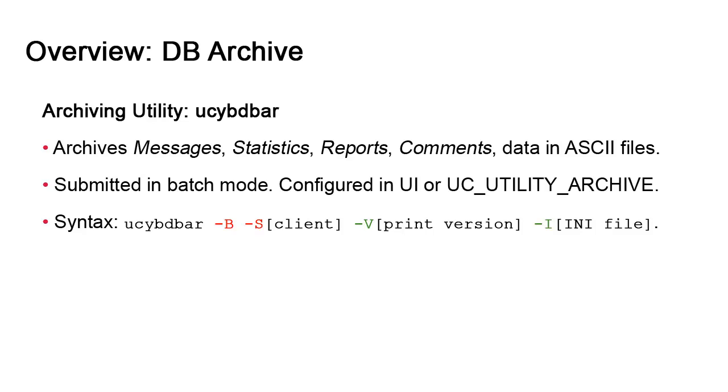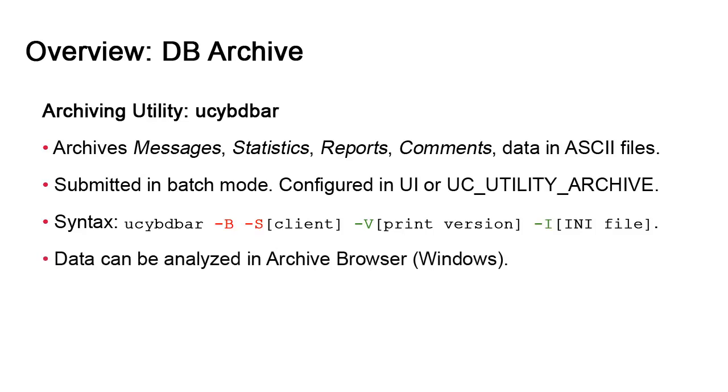The -V option prints the Automic Automation version, and it's optional. Assuming the executable is in the same directory as the INI file, then -I points to the location of this file, and it's optional as well. If you've changed the location, then you must use the option.